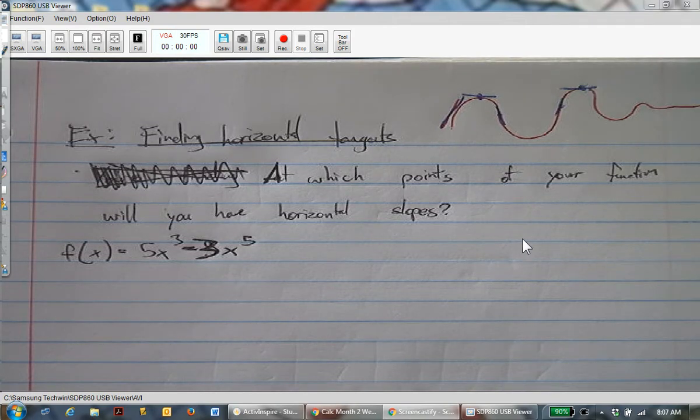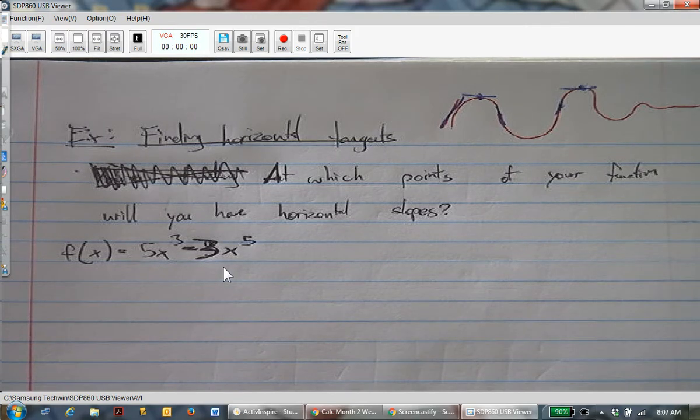So if I speak kind of weird, it's because I'm recording for students who can't make it. We just went over a warm up with this sample problem: at which points of your function will you have a horizontal slope? And you guys had this function. So what did you guys end up doing? What steps did we do to solve this problem?